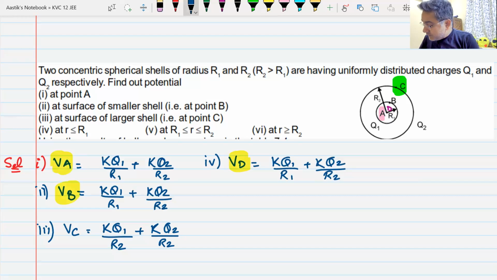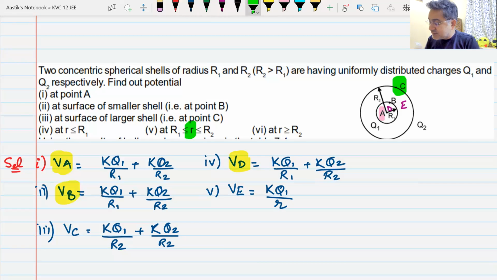Let us move on to the fifth point. The fifth point is E. This E is somewhere in between the first and the second shell. Who is going to tell me the potential of point E? KQ1 by the distance from the center to E. The distance is given as R. So KQ1 by R plus KQ2 by R2. That is absolutely correct.